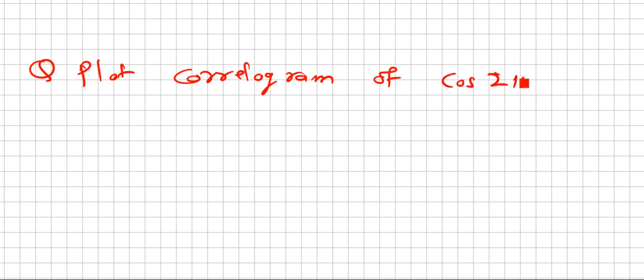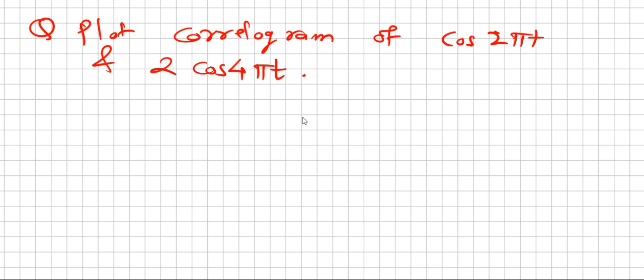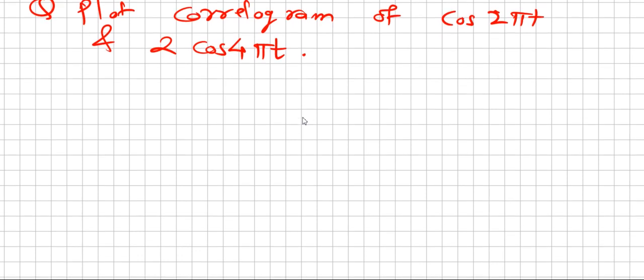Question number 1, plot the correlogram of cos 2 pi t and 2 cos 4 pi t. So I have to plot the correlogram between these two signals. So very simple steps. Just follow these steps, you can plot the correlogram. Before plotting the correlogram, you should have the table.